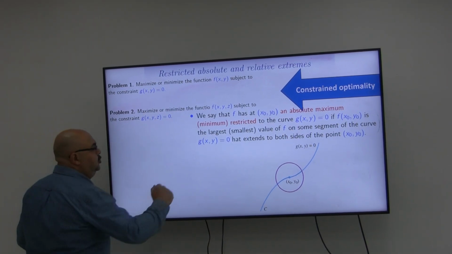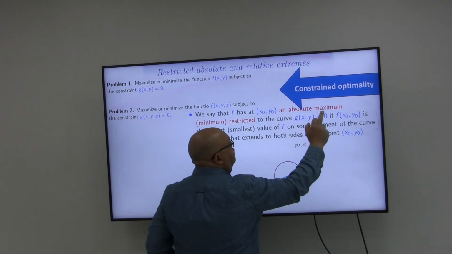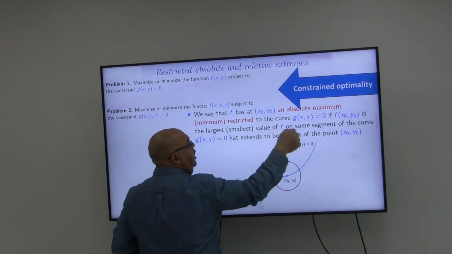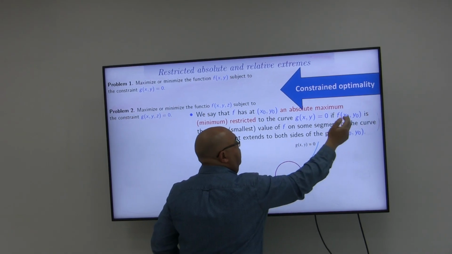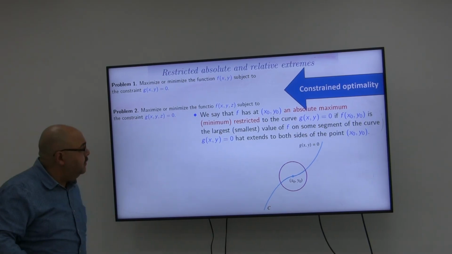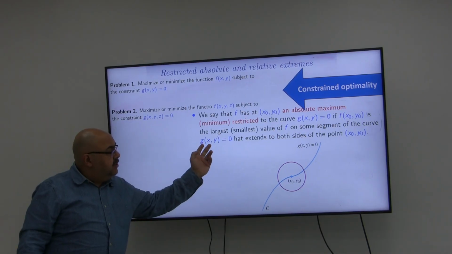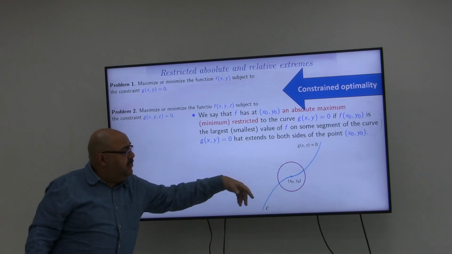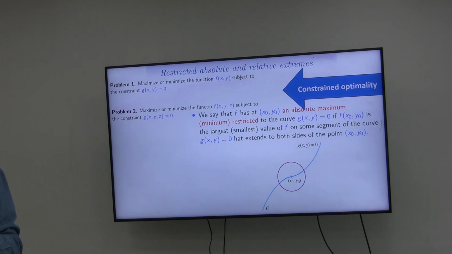So once more, as I told you, we say that f has, at x naught and y naught, which belongs to its domain, an absolute maximum or minimum restricted to the curve, just only on the curve g of x y equal to 0. For f at x naught y naught, it is the largest or the smallest value of f on the same segment of this curve, which is explained by this equation, extended to both sides of the points x naught and y naught. Which means I will have the optimality, but not on the whole domain, just on a specific curve.